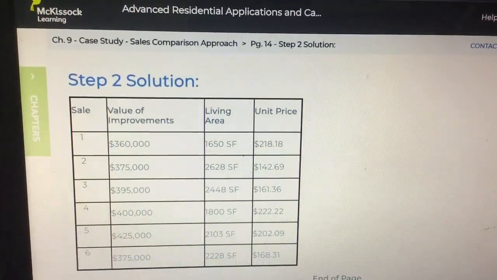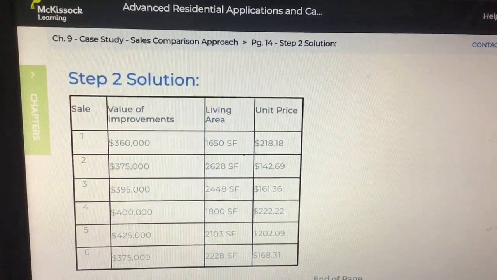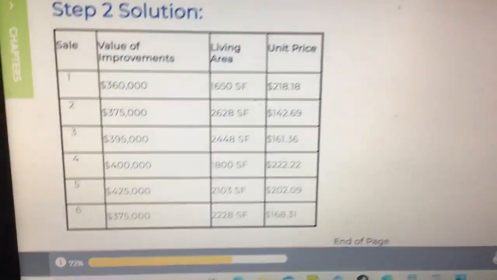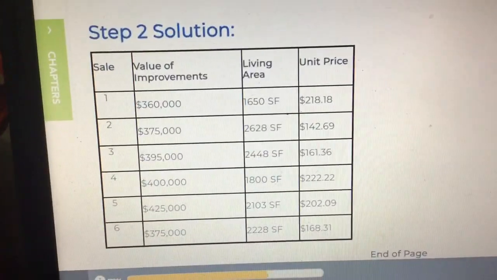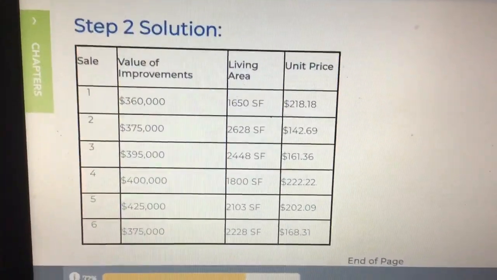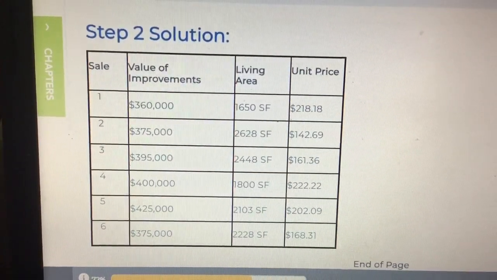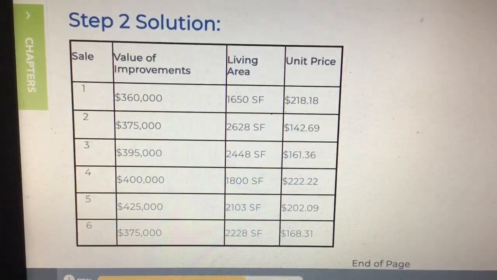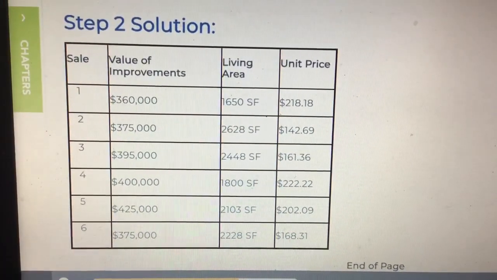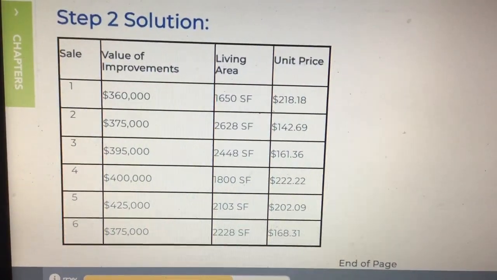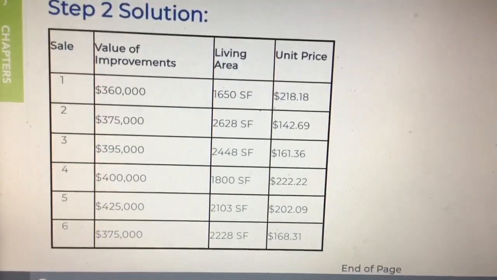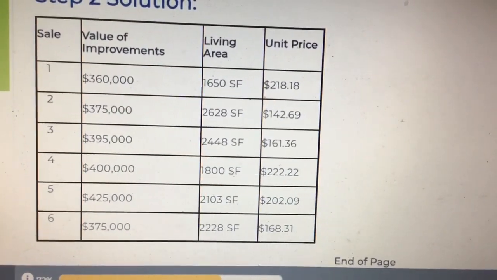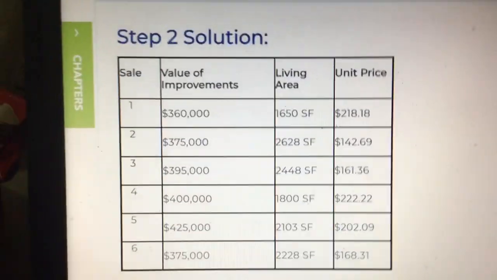Advanced Residential Applications and Case Studies, Chapter 9, Case Study, Sales Comparison Approach, page 14, Step 2 Solution. So pretty much what it shows on this page was how I solved the 6 questions for the last quiz on how to come up with a unit price for your 6 comps. The gist of how you do it is you take your value of improvements and then you divide that by the gross living area square footage of each of the comps. That gives you your unit price. End of page.